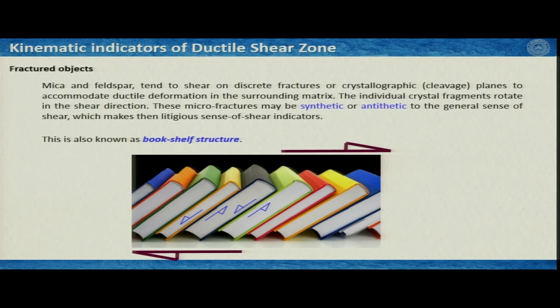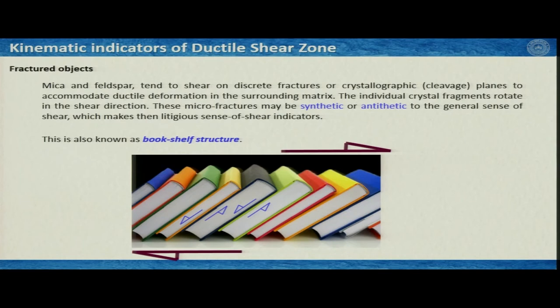And therefore, with respect to the sense of shear, these cleavage planes act as some minor slip planes, and they produce some typical structures. We have learnt about it in detail in our boudinage lecture. So what is written here: mica and feldspar tend to shear on discrete fractures or crystallographic planes to accommodate ductile deformation in the surrounding matrix.